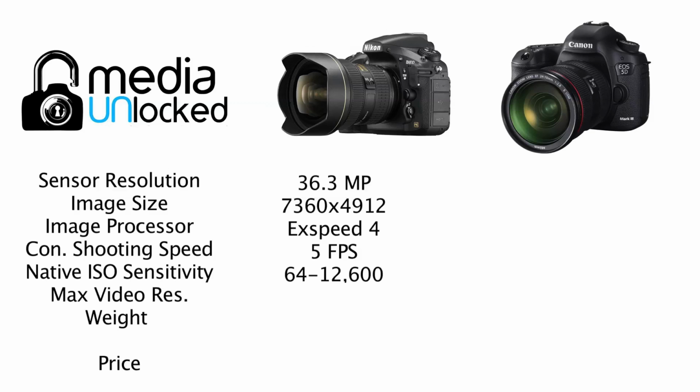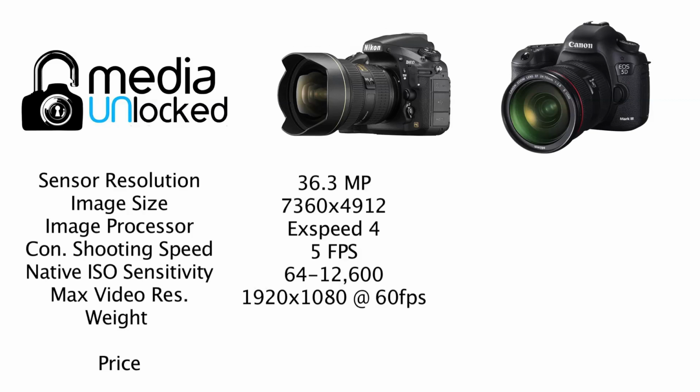Now the native ISO sensitivity range is from 64 to 12,600. Now it has a maximum video resolution at full HD 1920 by 1080 at 60 frames per second. Now usually for DSLRs, if you're going to shoot 60 frames per second, you have to lower your resolution, but not for this Nikon D810.